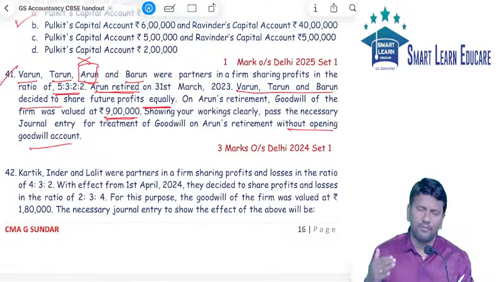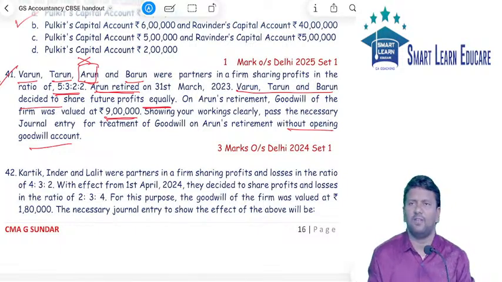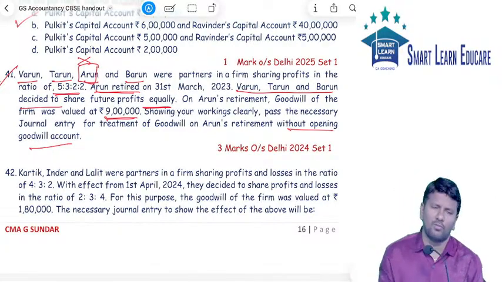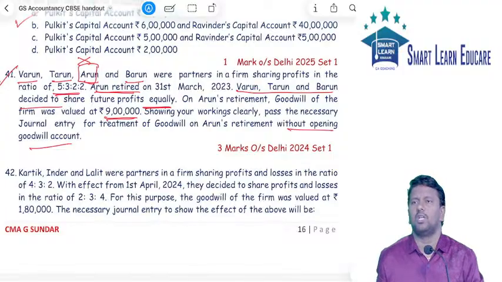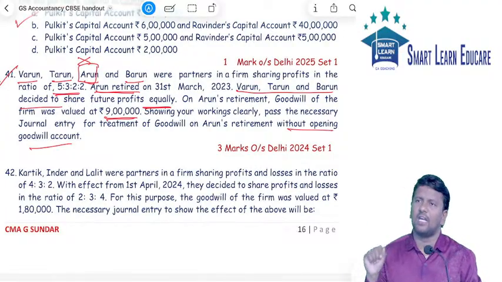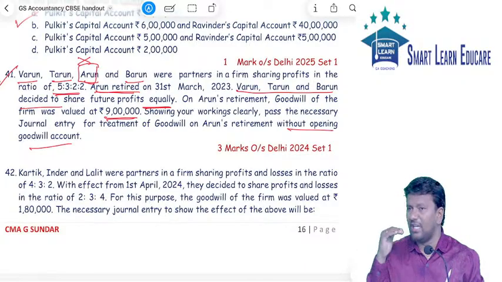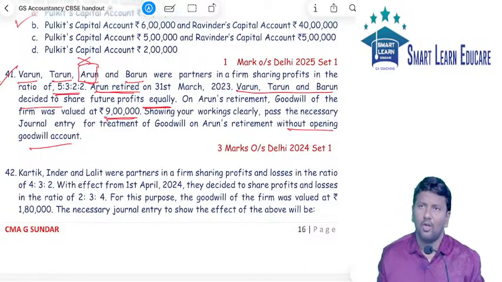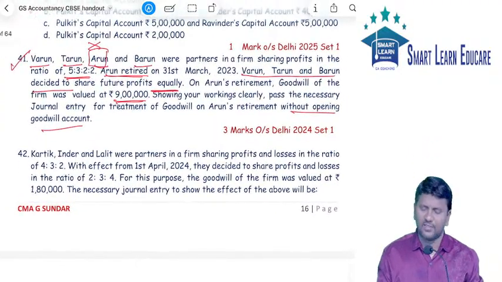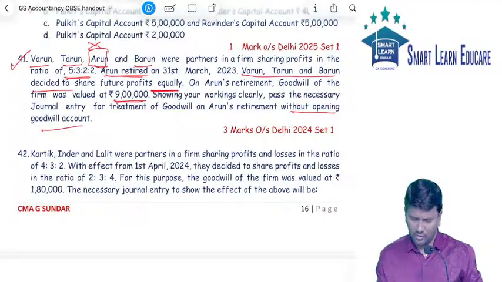So to know which partner is gaining or sacrificing, find the sacrificing ratio. Sacrificing ratio formula is old ratio minus new ratio. If you get an answer in negative, then that partner is gaining. Appa net journal entry: gaining partner capital account debit to sacrificing partner. That's it. So please try this question.